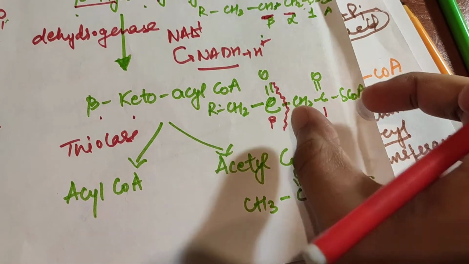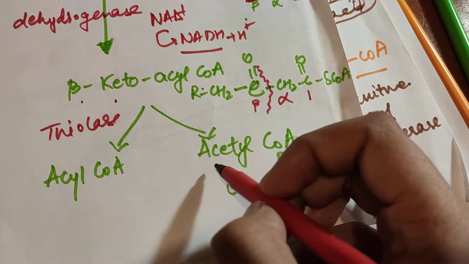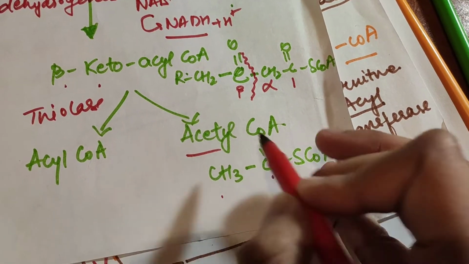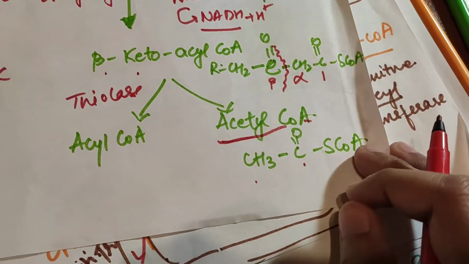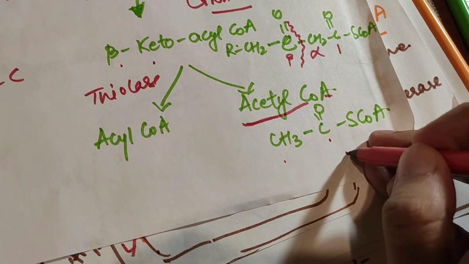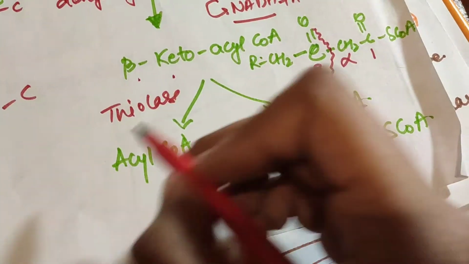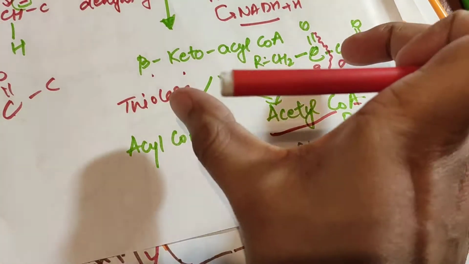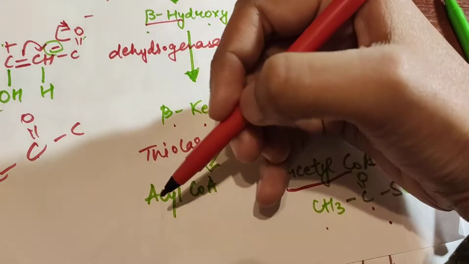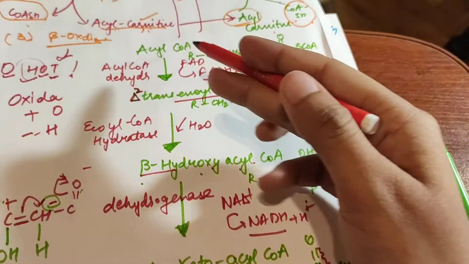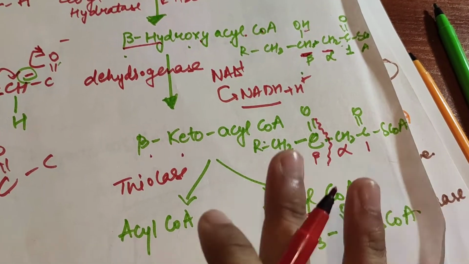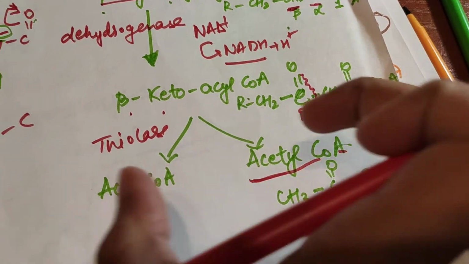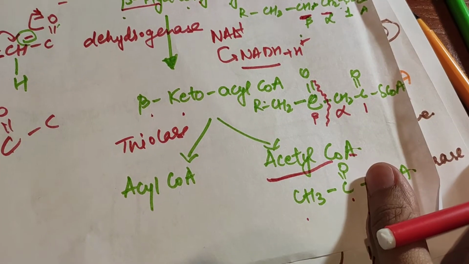Now this compound will remain here. This is acid. Acid means 2 carbon, acetyl coenzyme. Okay, this will form acetyl coenzyme, and the remaining R, CH2, this whole R form, will remain as it is, and it will repeat the whole cycle till only acetyl coenzyme A is left on both sides.